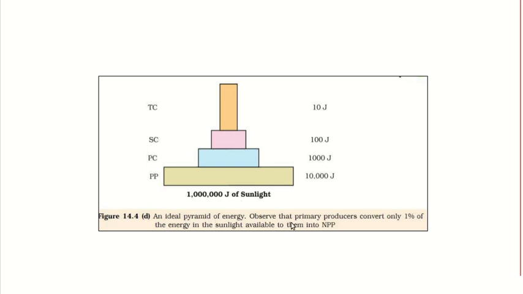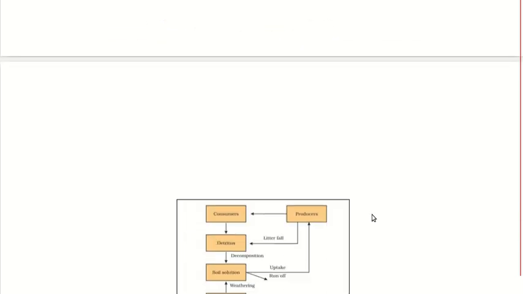In an ideal pyramid of energy, we can observe that primary producers convert only 1% of the energy in the sunlight available to them into net primary productivity.